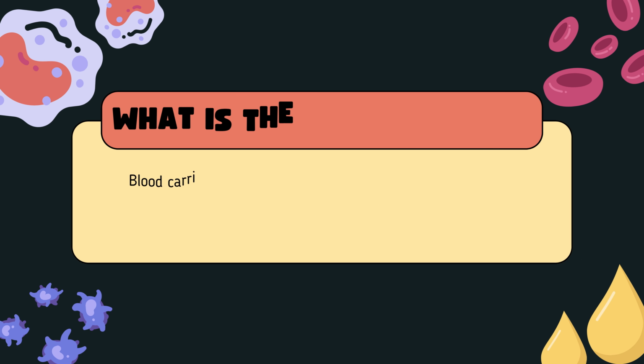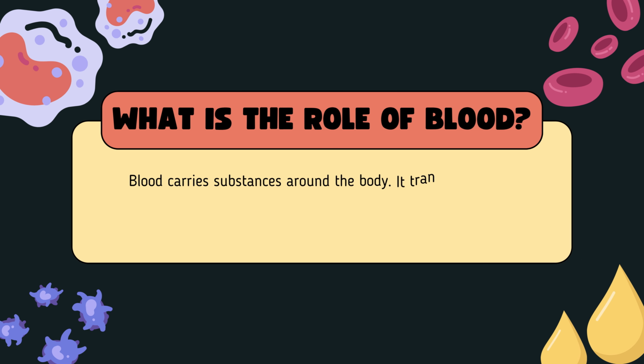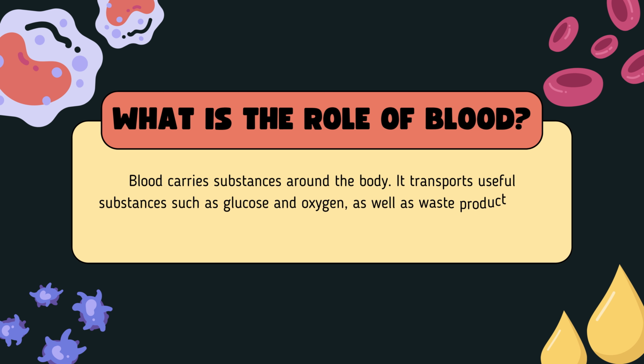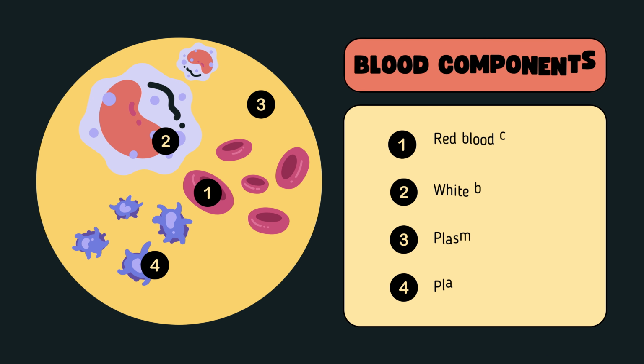Let's start. What is the role of blood? Blood carries substances around the body. It transports useful substances such as glucose and oxygen, as well as waste products such as carbon dioxide. Quite simple and easy. Next, we have the components of the blood, which are red blood cells, white blood cells, plasma, platelets. Here is the shape of each of them.